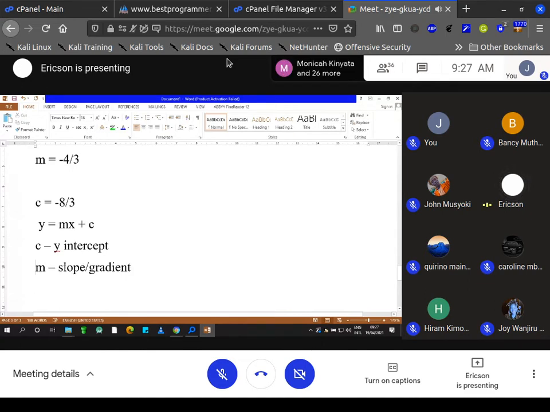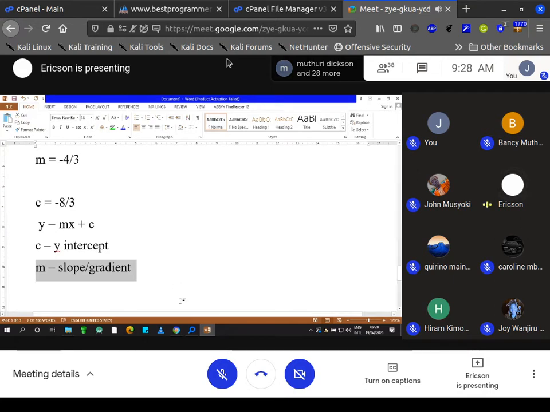C is the y-intercept. You should take this down, or rather note this. It will help you in drawing your graphs of gradients. C is the y-intercept. M is what we call slope. Is there any question on that? Okay, and continue.